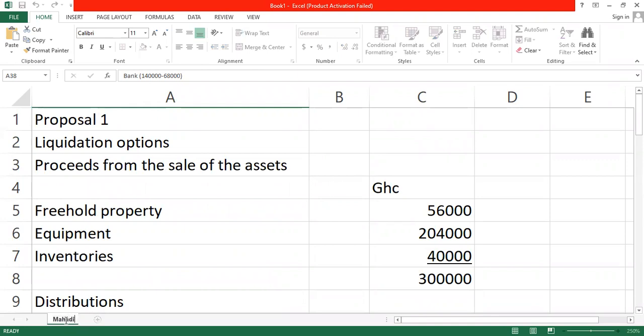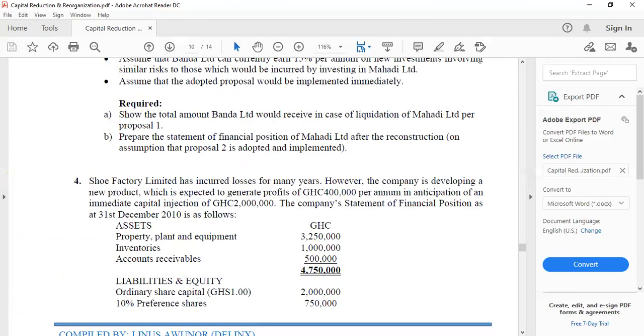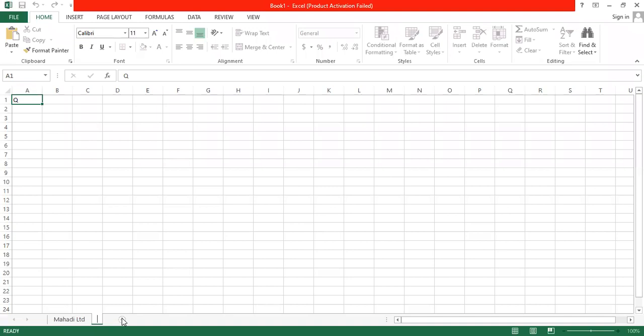Okay, I'm reading. Chew Factory Limited has incurred losses for many years. However, the company is developing a new product which is expected to generate profits of 100,000 per annum in anticipation of an immediate capital injection of 2 million Ghana cedis. The company's statement of financial position as at 31st December 2010 is as follows.